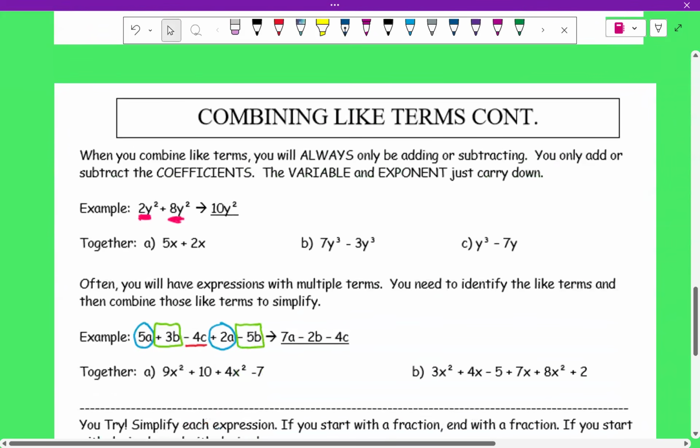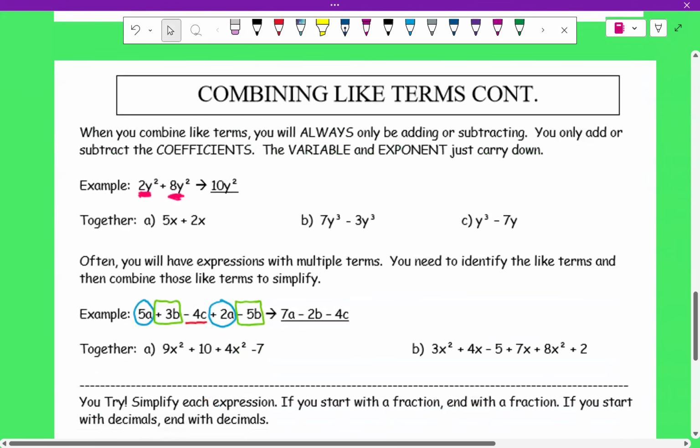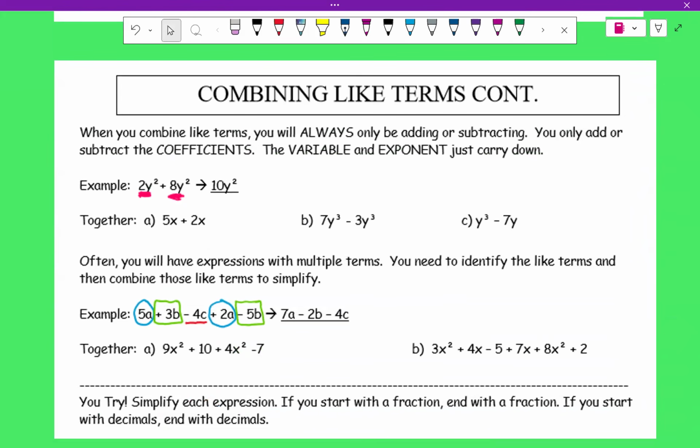Now let's go to the back page and work on actually combining our like terms. So now we've determined how we can decipher whether we have like terms, and now we're going to combine them together. So when you combine like terms, you're always only adding and subtracting the coefficients. Remember, the coefficient is the number in front of a variable or being multiplied by a variable. And the variable and exponent will just come down with it.